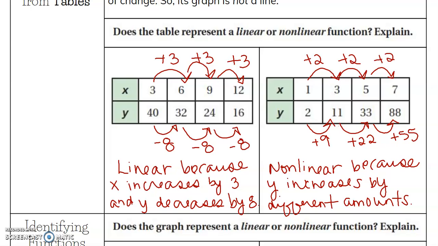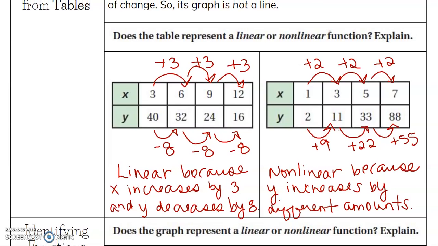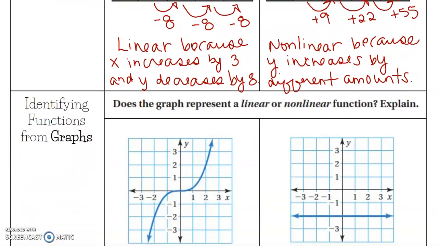Okay, so that's how we can tell if a table is linear or nonlinear, because they both have to be at a constant rate, both the x value and the y value. And if either one of them or both of them is not constant, then that means that it is nonlinear, and it would not make a straight line.